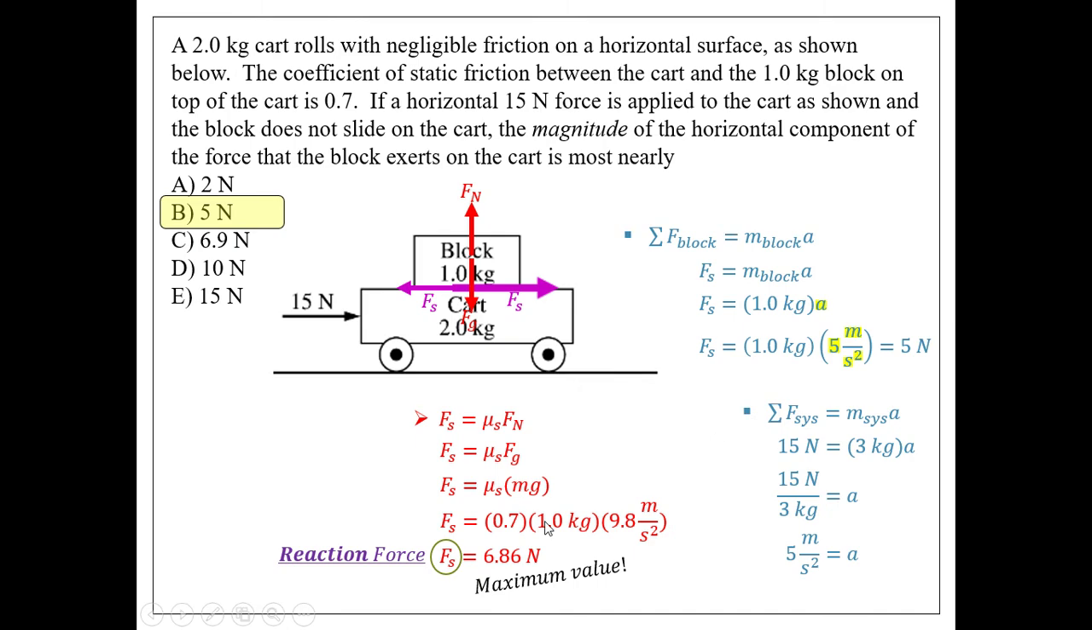So don't always just calculate Fs based on this particular formula. You have to run a test. You have to know how much you need versus how much you could generate. So once again, 6.86 newtons here is how much static friction this particular problem can generate between the surface of the cart and the block. However, you actually only need 5 newtons, okay? So make sure you know what you need versus what you could generate. So therefore, 5 newtons is your answer.